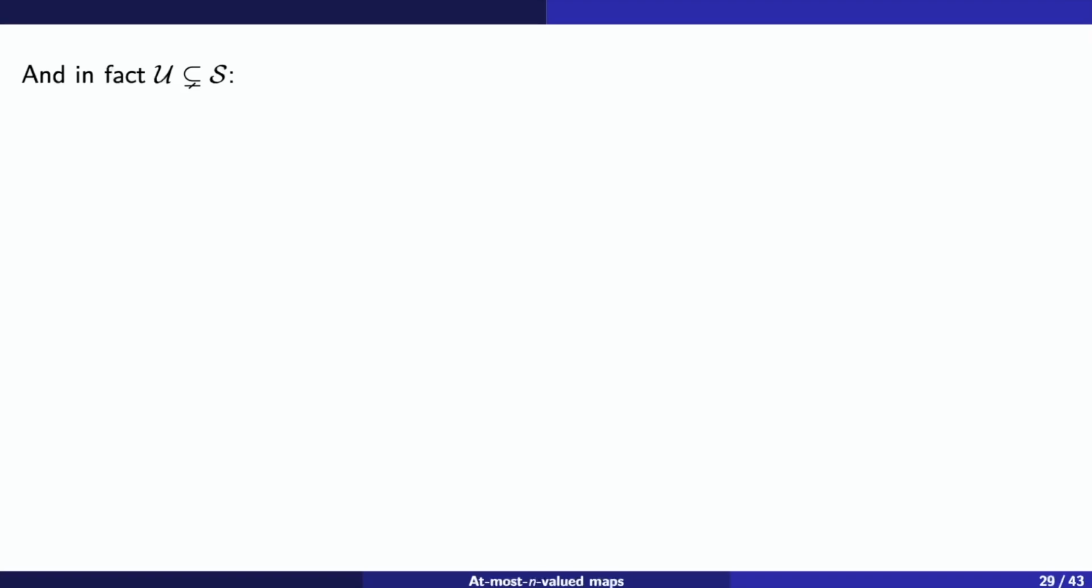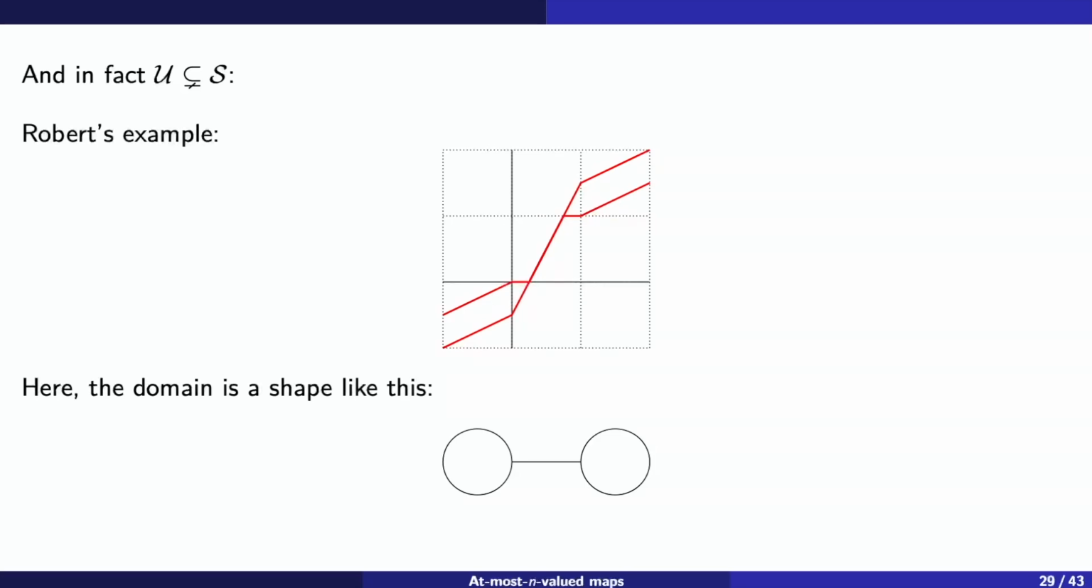And in fact, there are symmetric product maps which cannot be written as unions of equicardinal maps. And this is an example. This is actually, Robert came up with this nice example. So here, this one's a little weird. The domain is not a circle anymore, but a shape that looks like this.